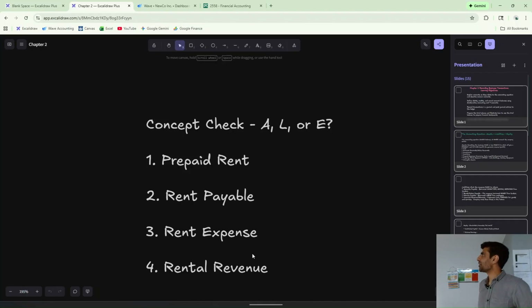Okay, so who wants to advocate for asset? A lot of you raise your hands. What about you in the back? I think it's an asset because it's something that you pay for, but you haven't used and it provides future benefit. Okay. Does expense want to rebut that?